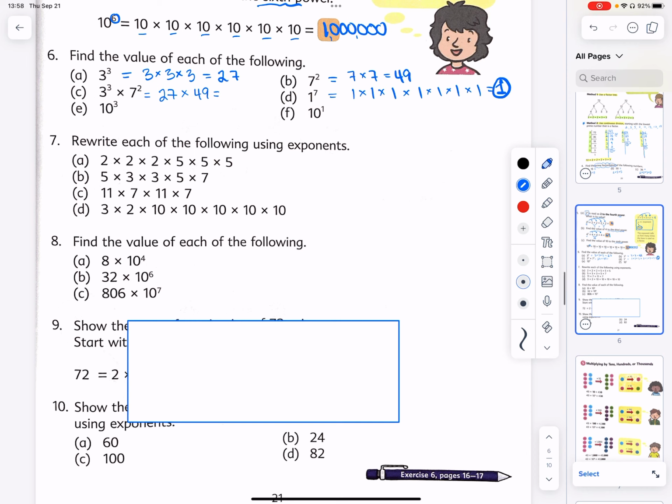10 to the power of 3. I encourage you to write it out. And of course, that simply is 1,000. And 10 to the power of 1, it just means you multiply 10 by itself one time, which is simply 10. Now, number 7 is asking you to do the opposite operation. We need to shrink the statements. We need to compress them and make them nice and beautiful using mathematics. Friends, take a look. We have 2 times 2 times 2.